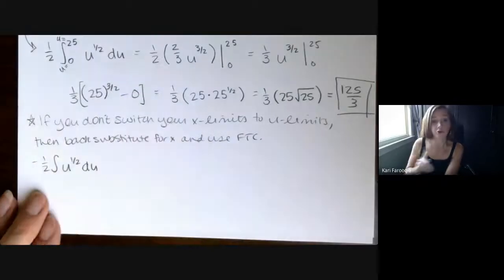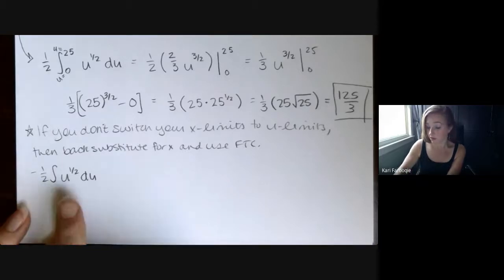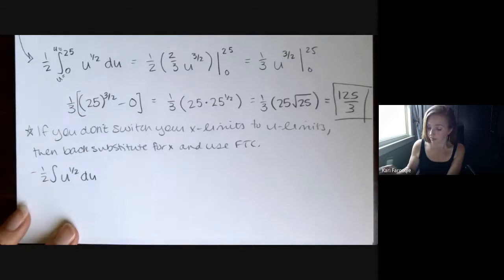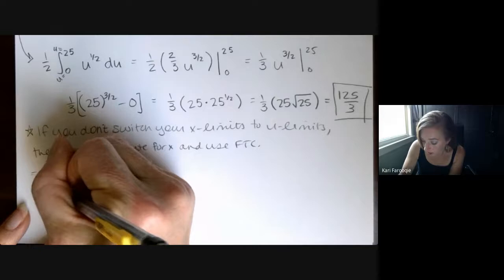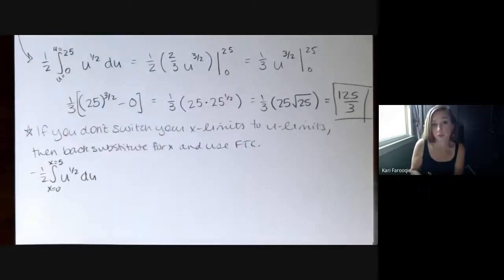But if you don't switch to u limits, then don't put any limits on this right now, because if you put your original limits 0 to 5 on here, technically that would look like they were u limits when they're not. You could say x equals 0 to x equals 5 if you wanted to keep them on here as a definite integral, just so that you have them. Just make sure you understand that they corresponded to x.